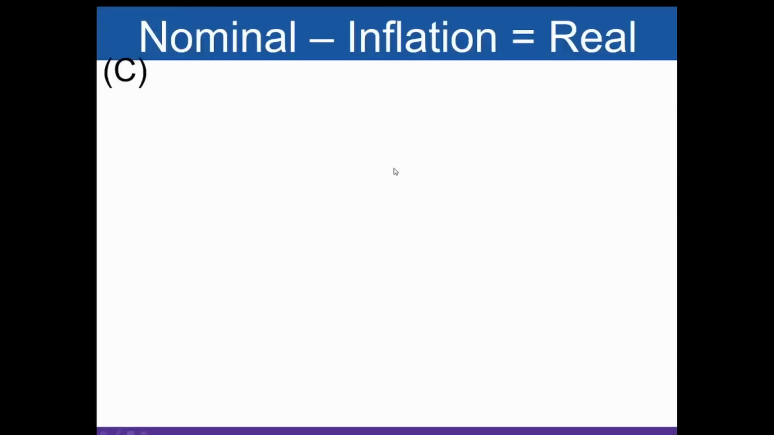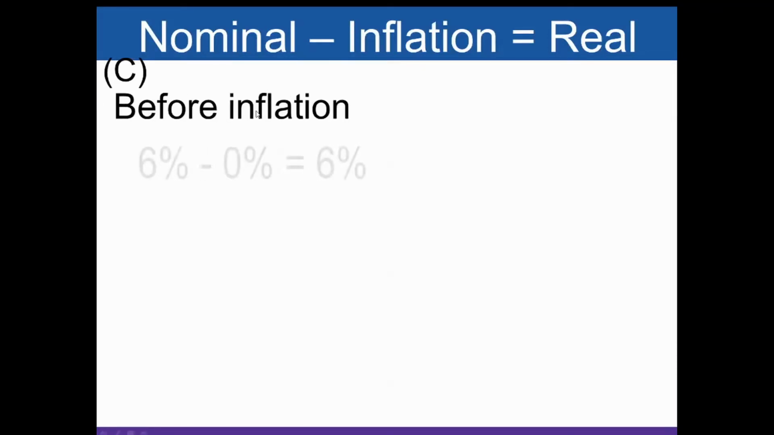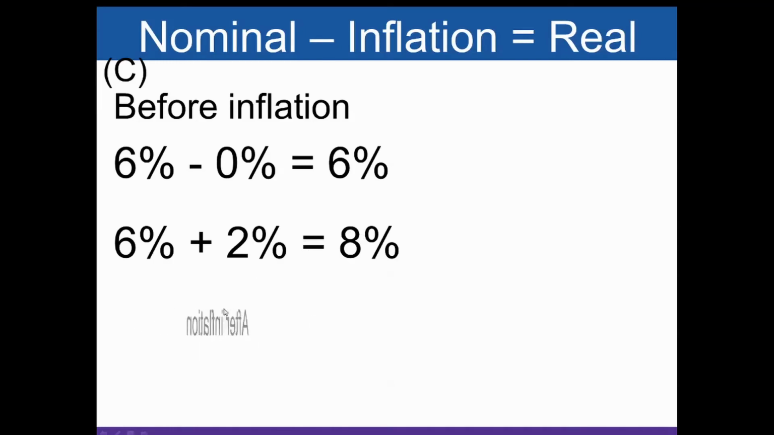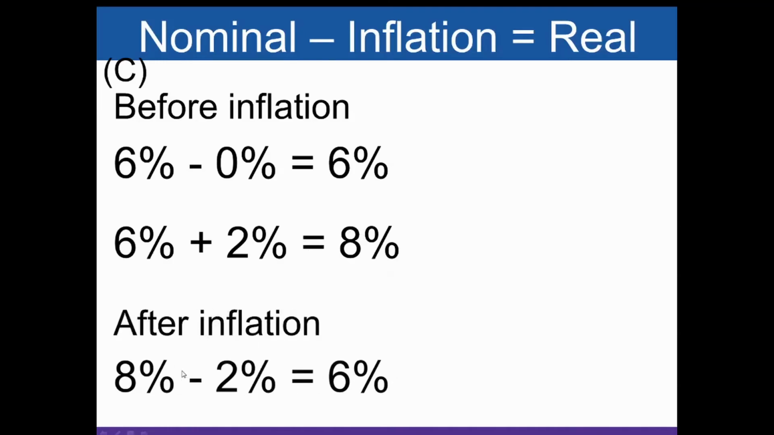All right, so the question says, suppose the nominal interest rate has been 6% with no expected inflation. Okay, so before inflation, we have 6%, 0% inflation, real interest rate is now 6%. Okay, but then what happens is we have inflation of 2%. So we have real is 6, inflation is 2, which means nominal interest rates are 8%. Okay, so I have 8% nominal minus the 2% of inflation will leave me with a real interest rate of 6%. So the new nominal interest rate is 8%.